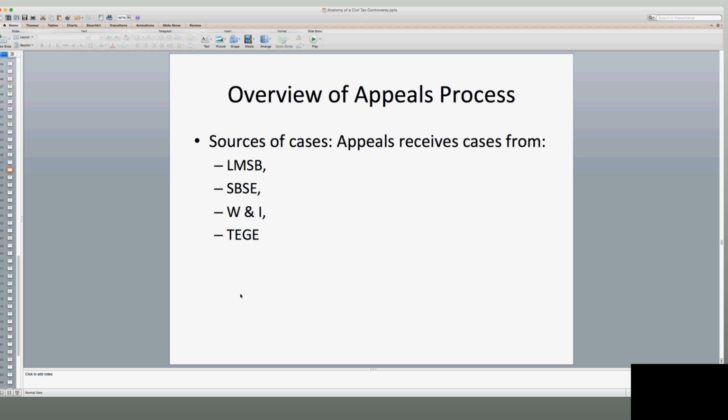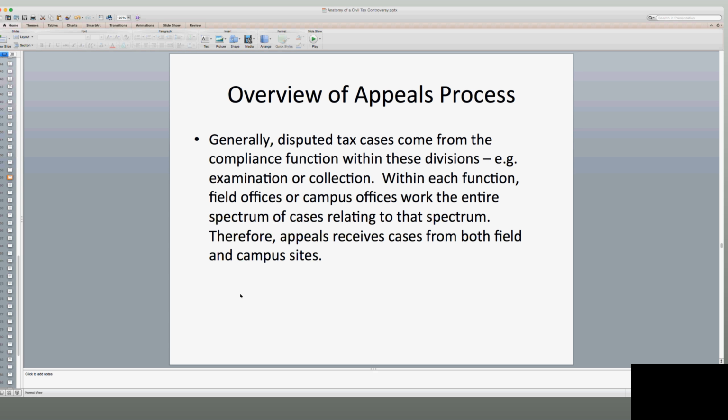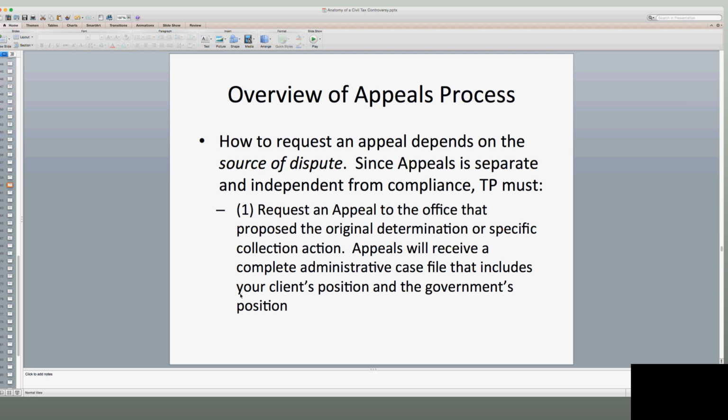Overview of the appeals process. Appeals receives cases from all four divisions, as you can see. These are the sources of their cases. Generally, disputed tax cases come from the compliance function within these divisions, like exams or collection. Within each function, the field offices or campus offices work up the entire spectrum of cases relating to it. So appeals receives cases both from the field and from campus sites.